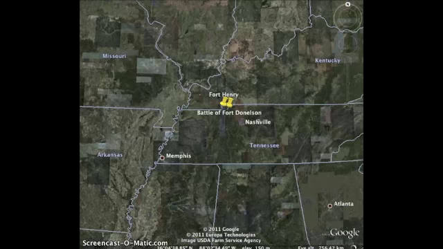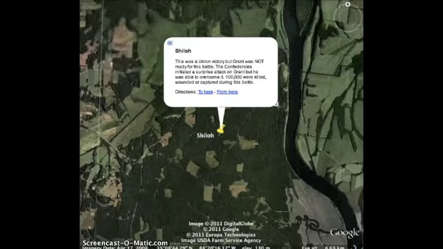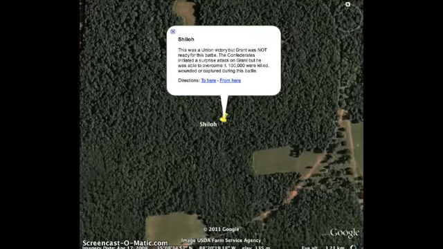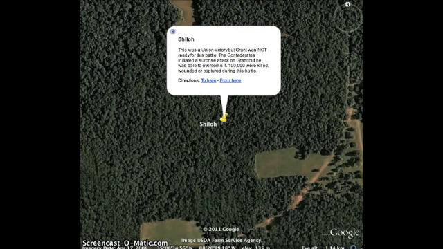Grant was also able to have a huge victory at Shiloh. And what's funny about this is Grant was not at all prepared for this battle. The Confederates initiated a surprise attack on Grant, but he was actually able to overcome it. And this was a very, very large battle in terms of deaths and injuries, as over 100,000 men were either killed, wounded, or captured during this battle.